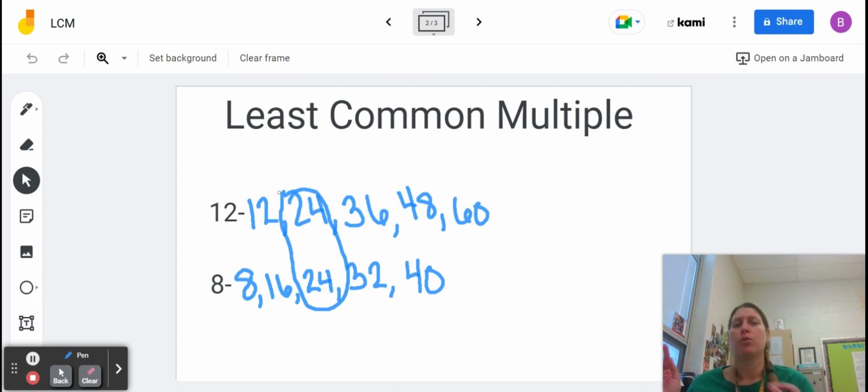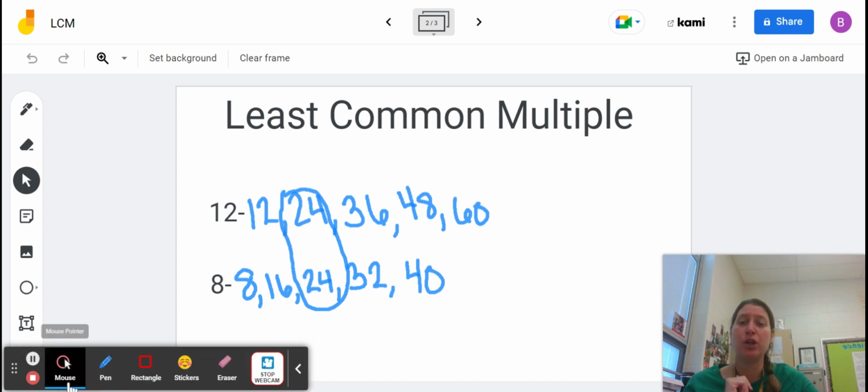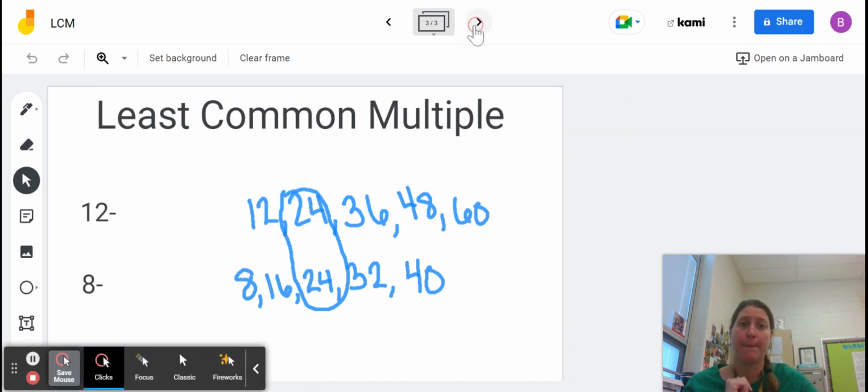So we know we can make our list and we're going to do our multiples. If you need to use your calculator, you can always just go 12 times 1, 12 times 2, 12 times 3 in the calculator, and whatever your answer is will be your multiples, and then you'll just list them out.